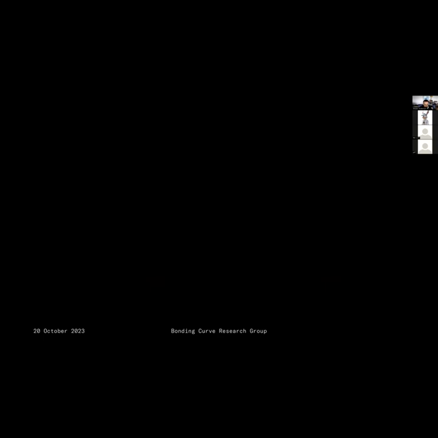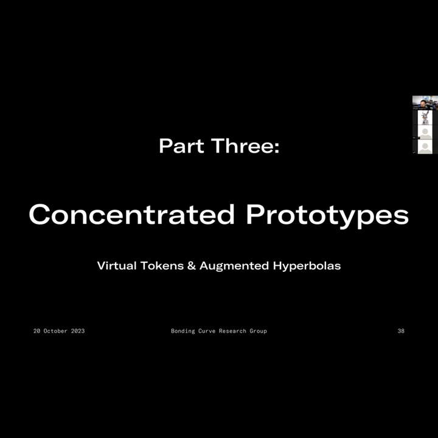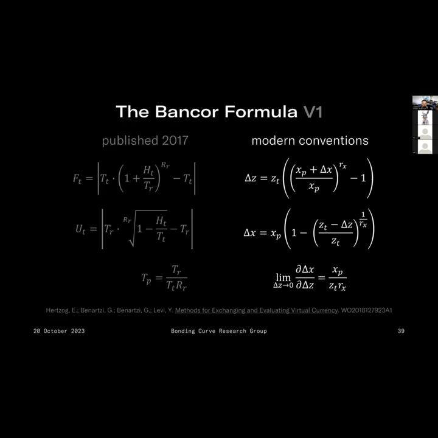Okay, so today's lecture, concentrated prototypes. We're going to be building very quickly on a lot of the bedrock that we've laid out in the previous two lectures, so I'll be revisiting some of the concepts as we go. But in general, I'm going to assume that you are very familiar and happy with everything that's been presented, and I'm going to move into more of a geometric intuition for what it even means to be a concentrated liquidity system.